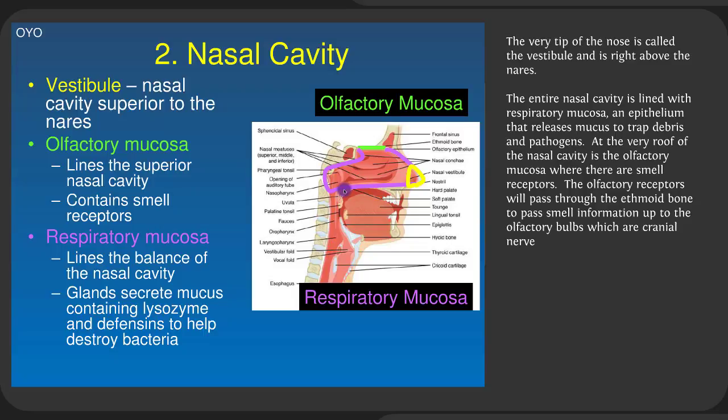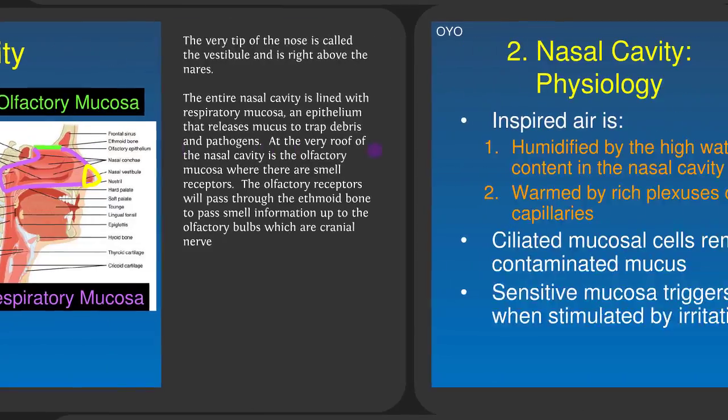At the very roof of the nasal cavity is the olfactory mucosa, where there's smell receptors. The olfactory receptors will pass through the ethmoid bone to pass smell information up to the olfactory bulbs, which are cranial nerve 1. So this is where the holes in the ethmoid bone come from: those sensory neurons passing through the ethmoid bone up into the olfactory bulb, or cranial nerve 1.